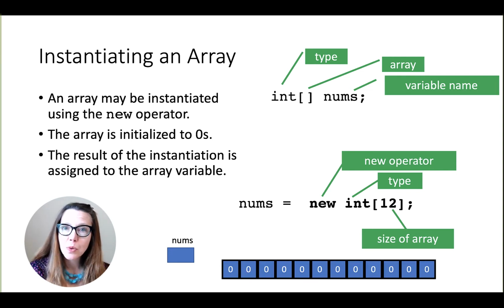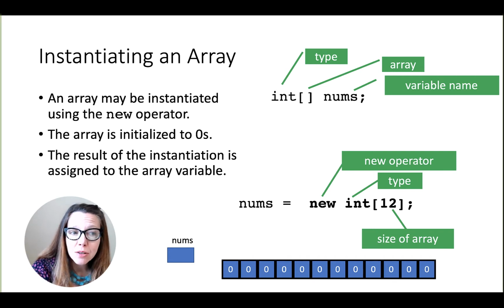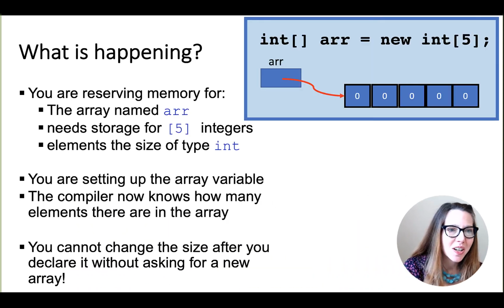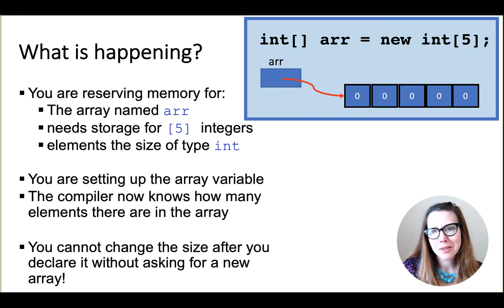In this case, we're given enough space for 12 integers, and that array, in creating it in this form, is initialized to zeros. After that has been created, this is assigned to the variable nums, and so that reference that we spoke about is now pointing to this location, which has space to hold 12 integers. So if we take a close look at what is happening behind the scenes, this is what is going on.